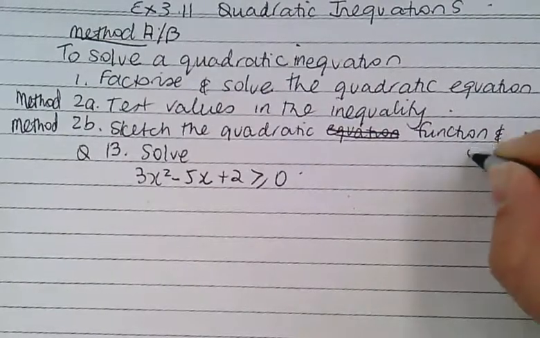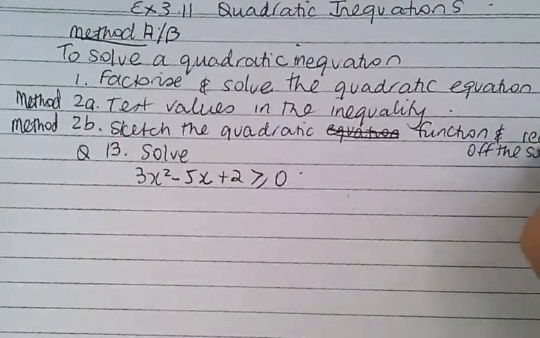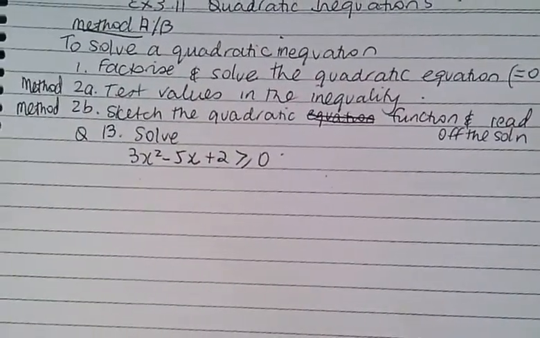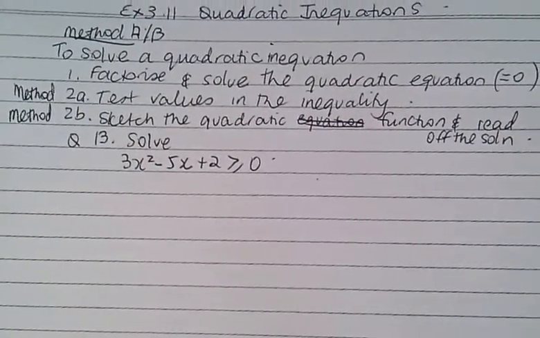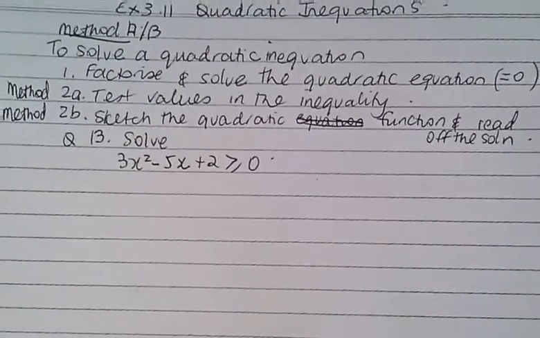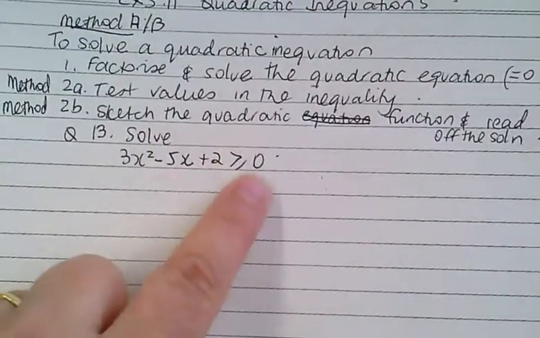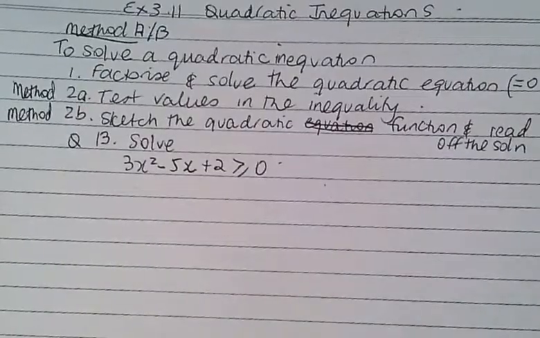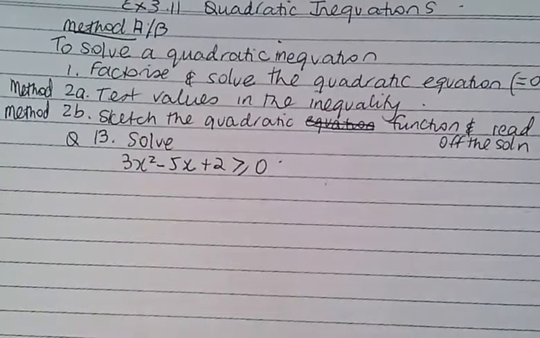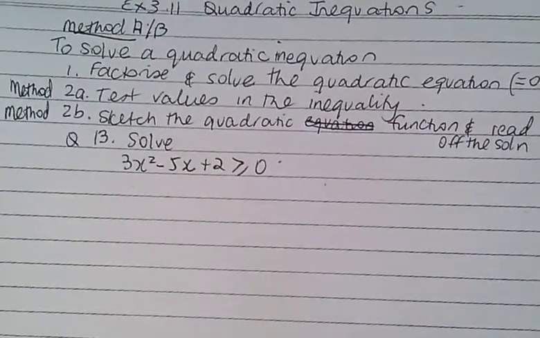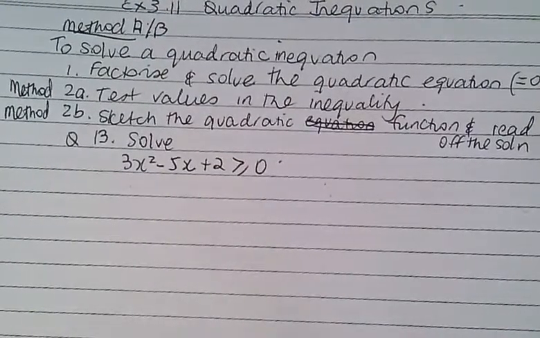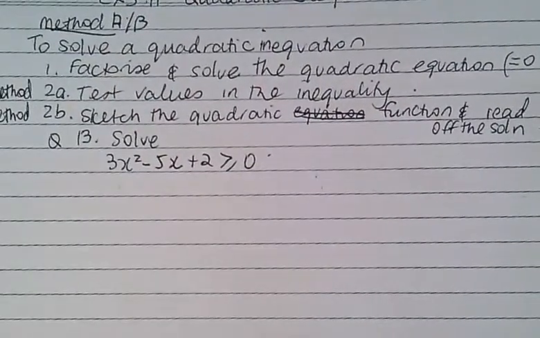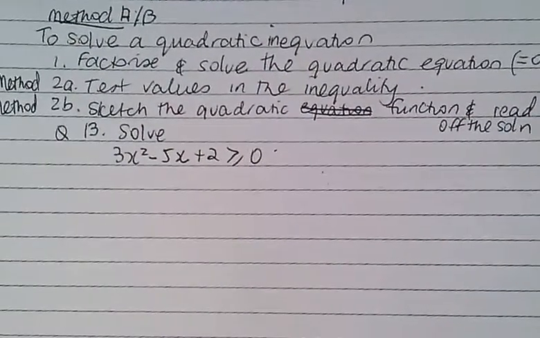Doesn't that one sound a lot better? You'll see how you can do that. So one method you can do, you always put it equal to 0 and find where it equals 0. In one of the methods, you'll then look at points around where the zeros occur, and you'll test values. The second method, you just sketch the function, and you'll be able to read off the solution. And well, when I do it, you'll be able to see. Okay.